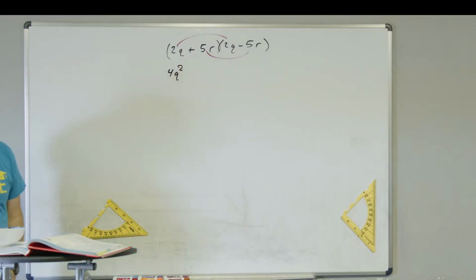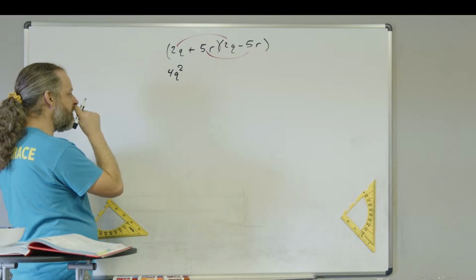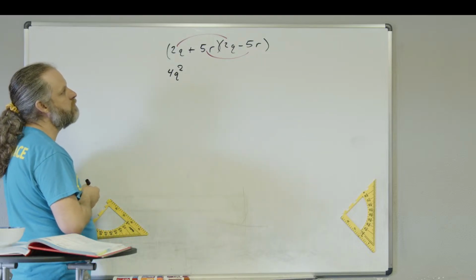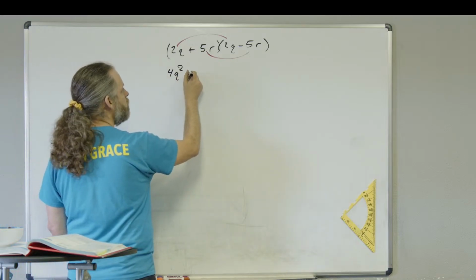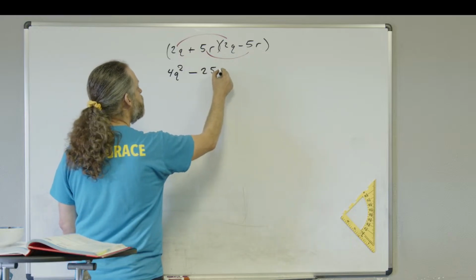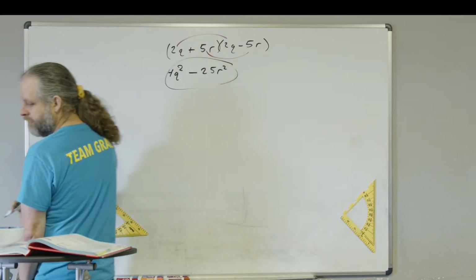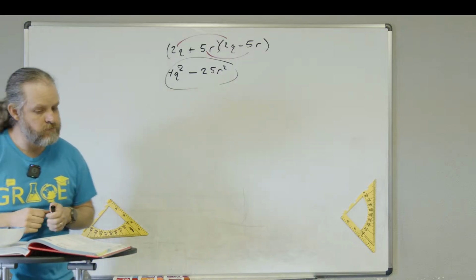And then, what is 5r times negative 5r? Negative, right? 25, and then r squared. What else? 20. Okay.